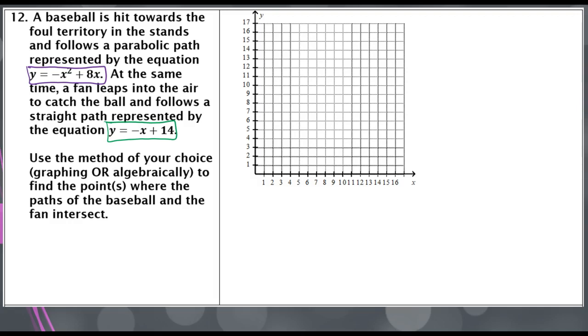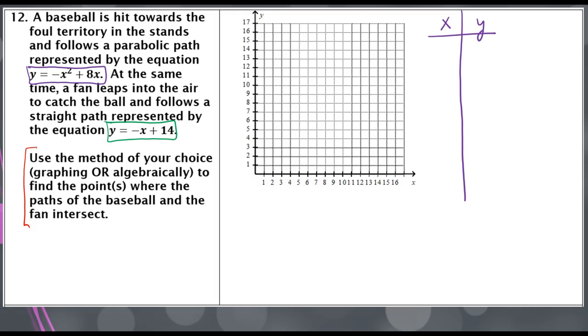Now I want to draw your attention here. It says use the method of your choice. You can graph or solve it algebraically to find the points where the path of the baseball and the fan intersect. So because you may have a different opinion than somebody else, I'm going to show you both ways. I'm going to do graphing first, and like I said, I'm going to do the parabola first.